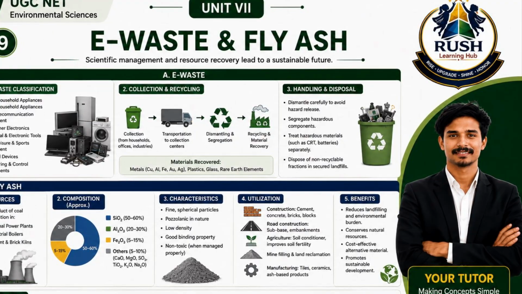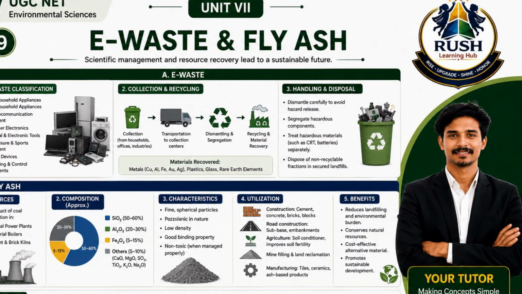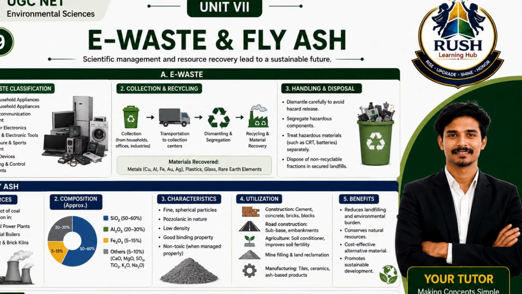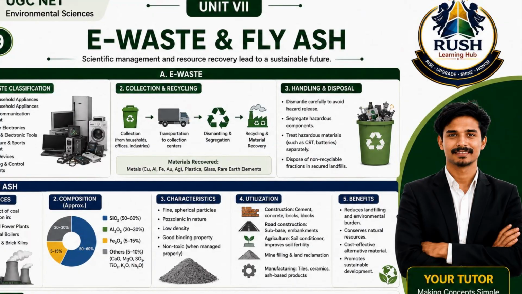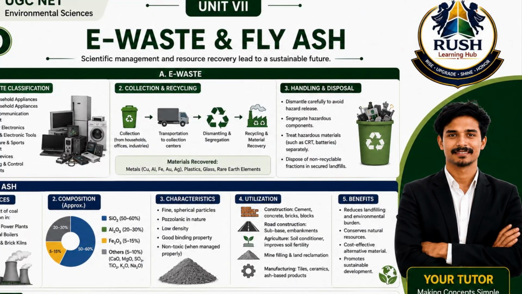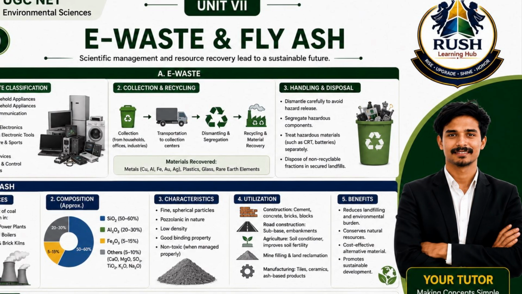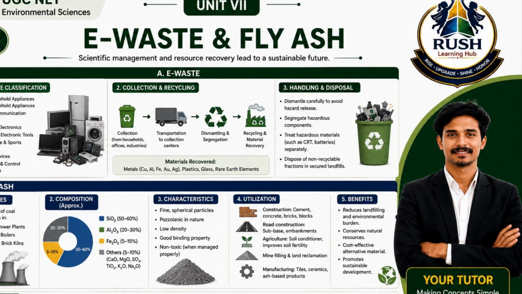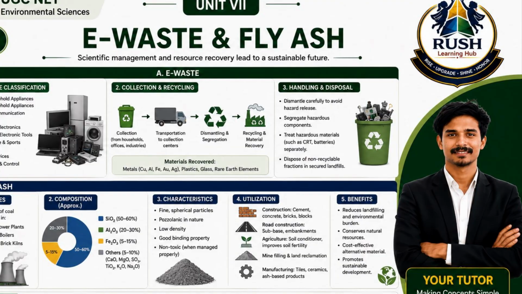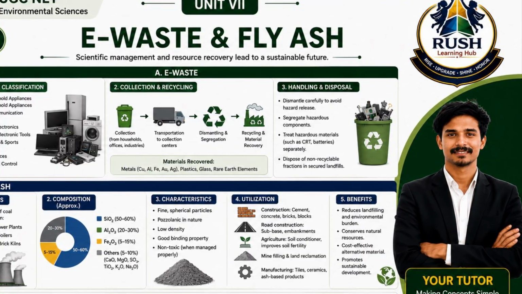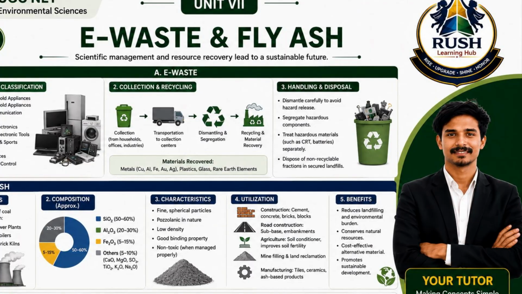For the UGC NET examination, e-waste can be broadly classified into 4 categories. The first category is large household appliances, such as refrigerators, washing machines, air conditioners, and microwave ovens. The second category is small household appliances, including vacuum cleaners, electric irons, mixers, toasters, and electric kettles.